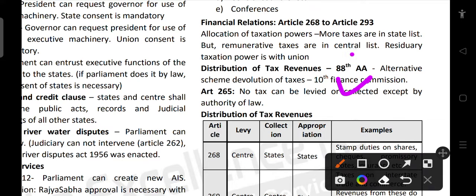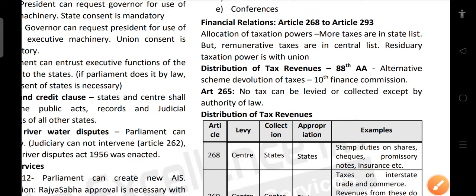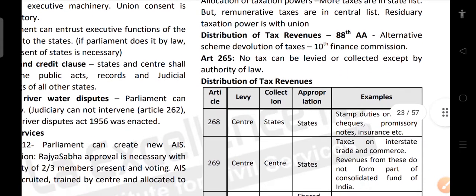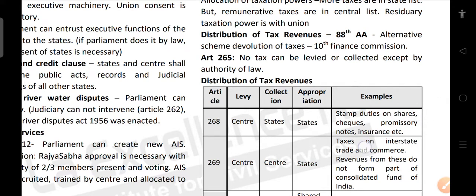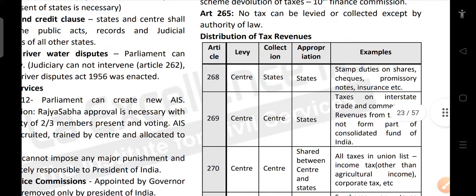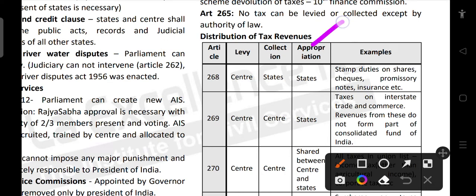Article 265 talks about no tax can be levied or collected except by authority of law. Only authority of law can collect tax under Article 265. Now what are the various distribution of tax revenue? Article 268.